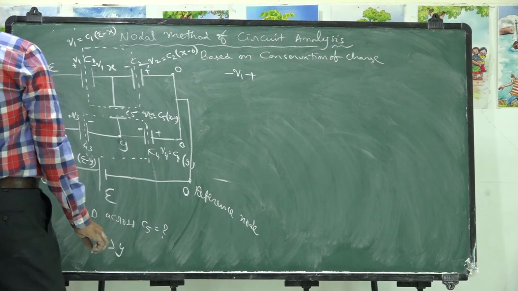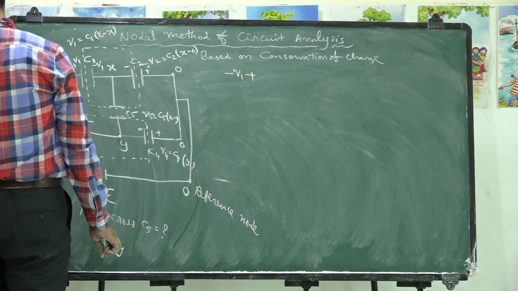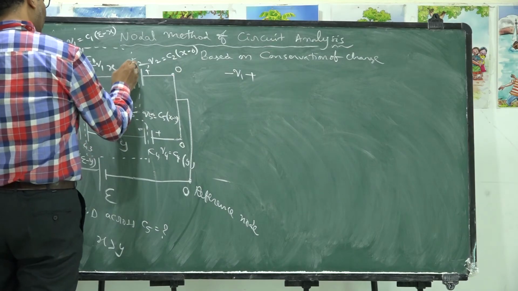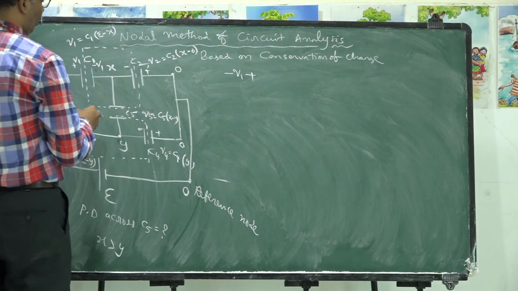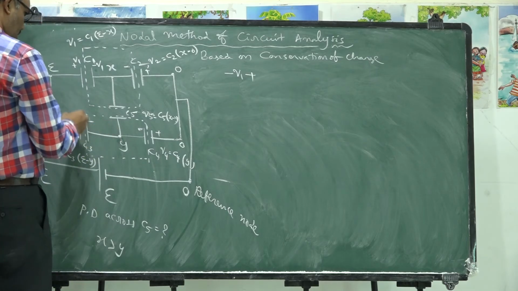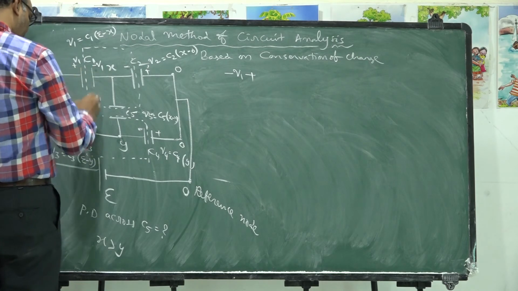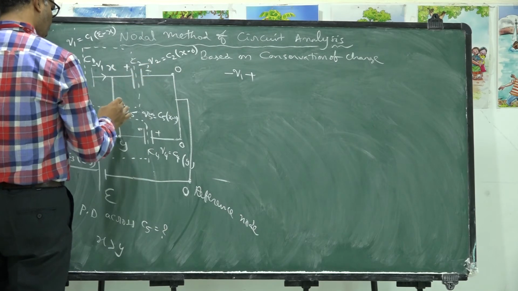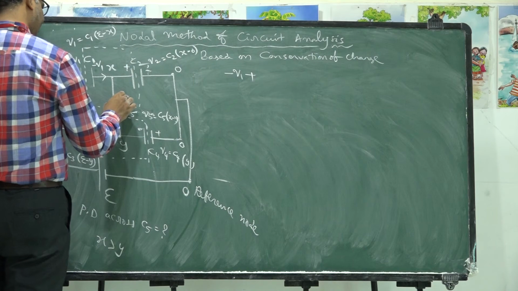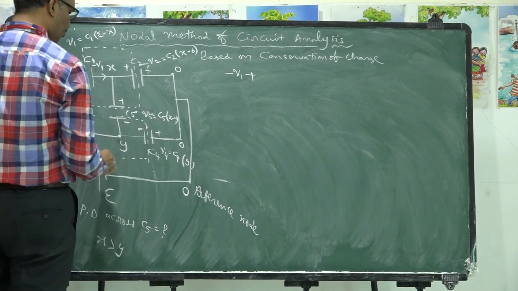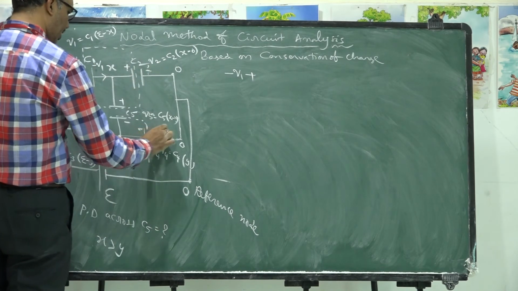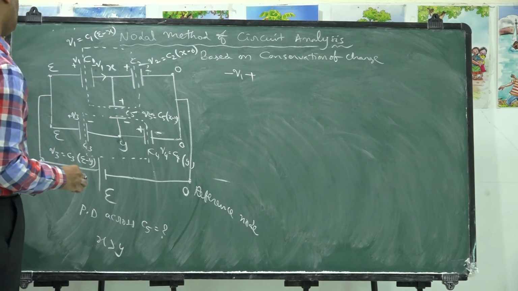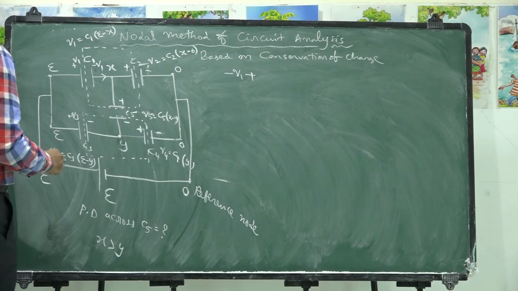So obviously, is it negative or positive? How will we know? Whatever charge coming here will be coming like this. So it is positive and it is negative. So as it is negative, it is positive. So this is the charge distribution here.